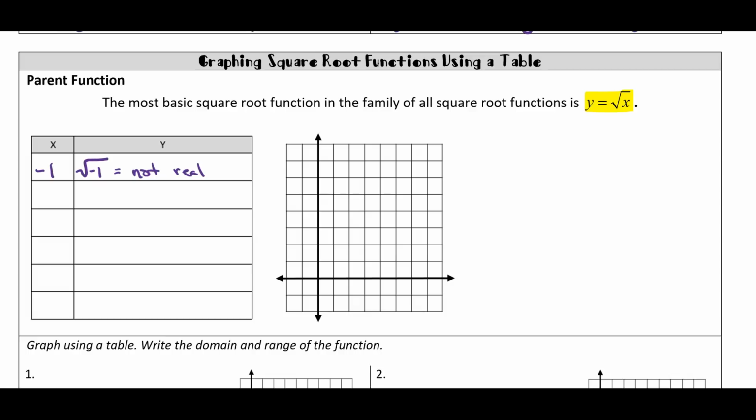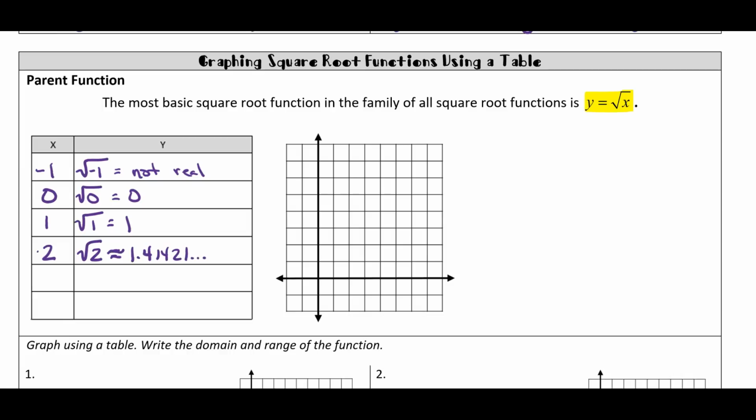So maybe we'll try the number 0 next. The square root of 0, well, 0 times itself is 0, so the square root of 0 is simply 0. That works. If we try 1, the square root of 1 is simply 1. If we tried 2, now the square root of 2, as we know, is not a perfect square. So this is actually an approximate answer, which is 1.414 and so on, if you were to plug this into your calculator.